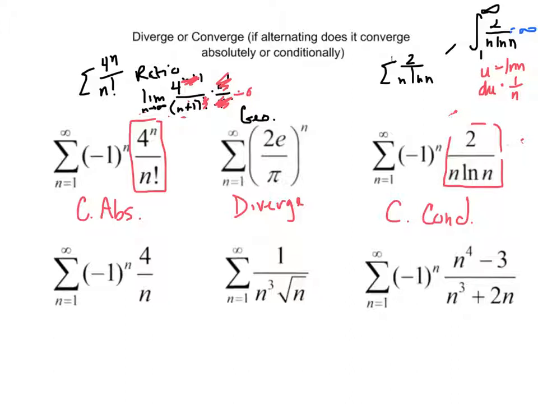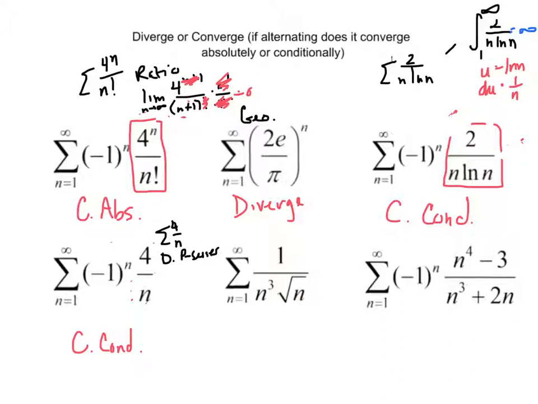All right, next. 4 over n, focus on this. Does the limit as n goes to infinity equal 0? The answer is yes, 4 over n, so it converges. Now, we need to focus on the series by itself. If it was just 4 over n without the alternating piece, this is a divergent p series. So the only reason we can say it converges is because it was alternating. So again, this converges conditionally.